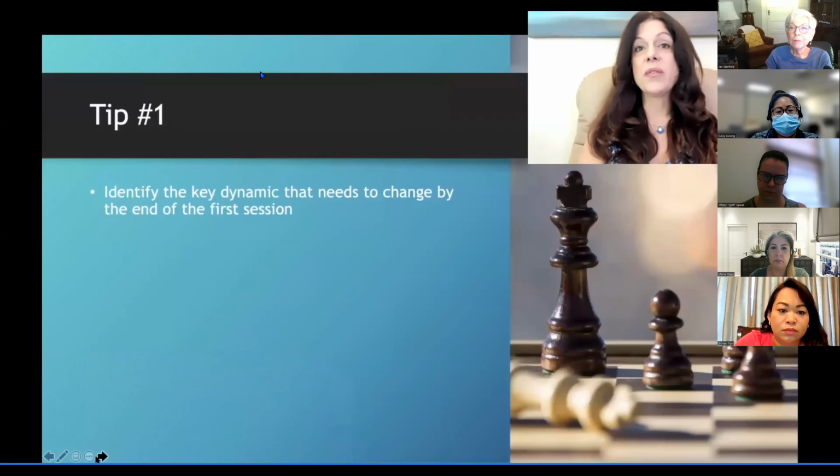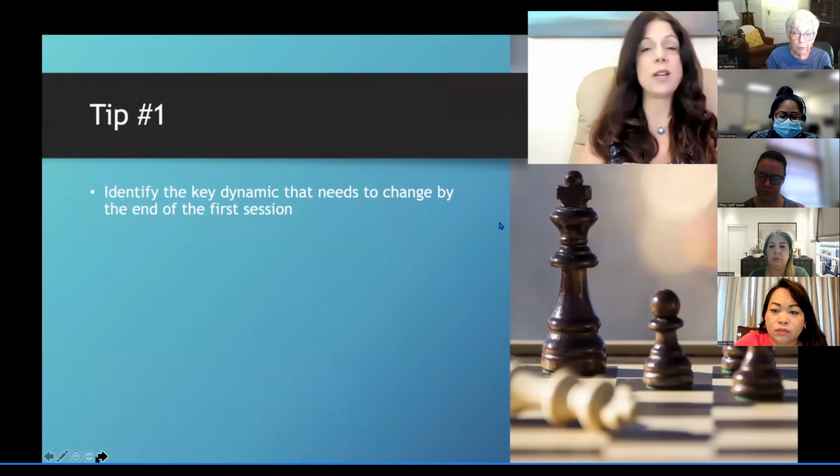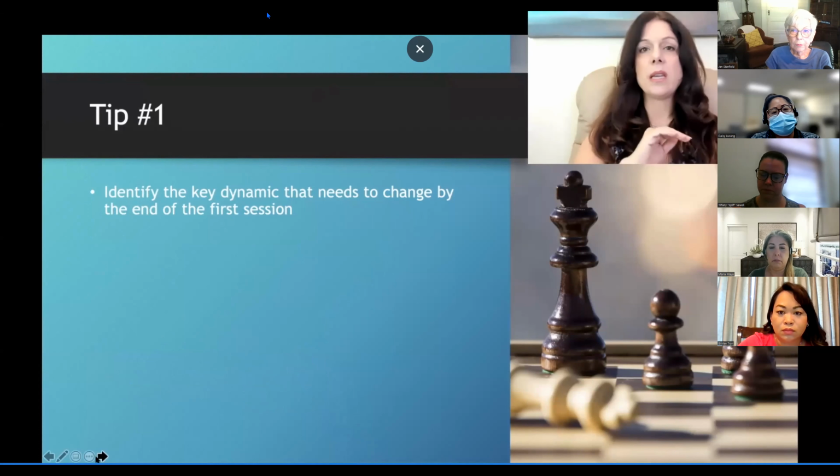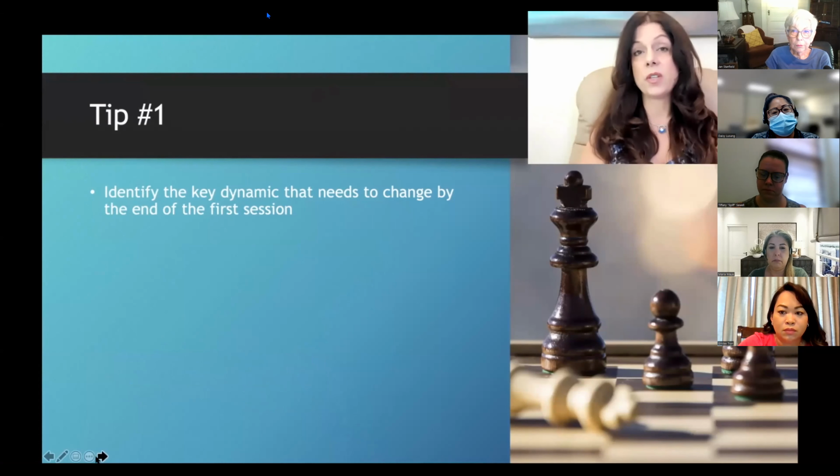So the first tip I have is that you need to identify the key dynamic that needs to change, ideally by the end of the first session, and certainly no later than the end of the second session. And what I'm talking about here is using clinical case conceptualization to identify the 1, 2, maybe 3 key dynamics that need to change in your client's life.